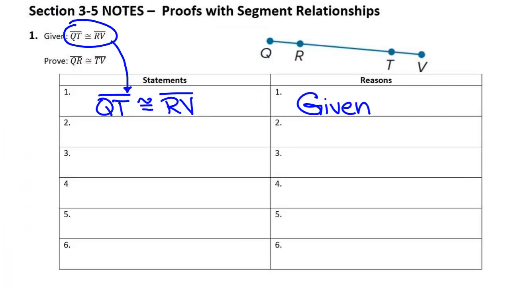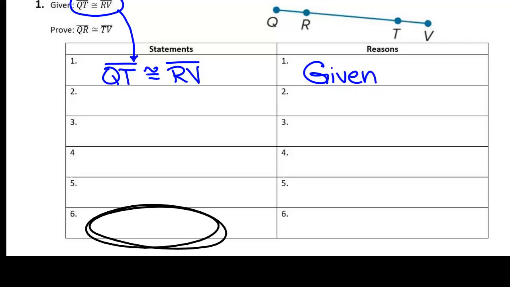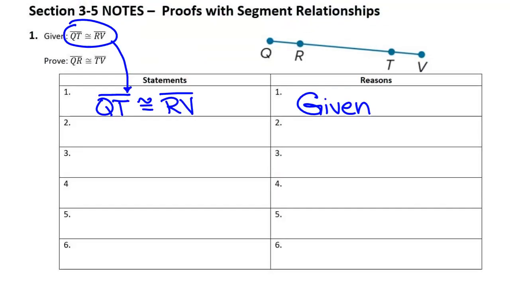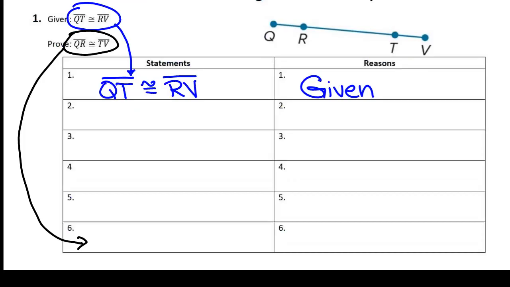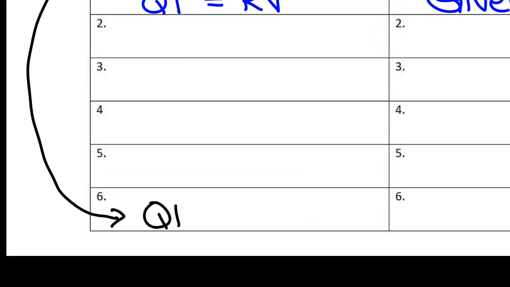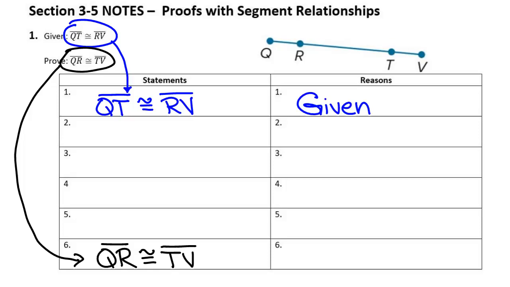All right, I've got one more thing that I can fill in without thinking too hard. What goes in the very bottom statement box? QR is congruent to TV goes down here. Segment QR is congruent to segment TV. Do I know the reason for that yet? No. I won't know the reason for that last step until I know what statement 5 is.